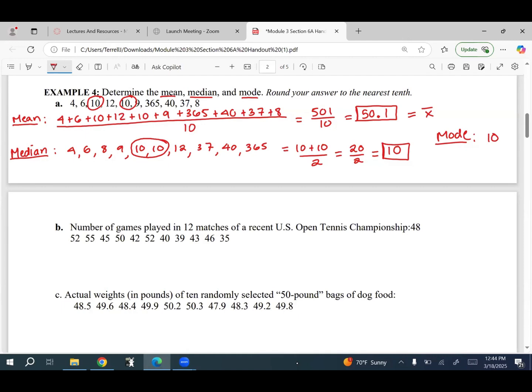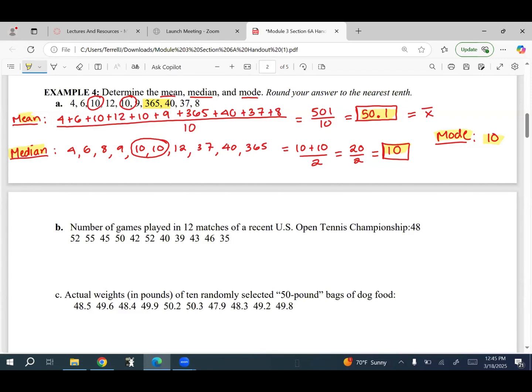I also want to point out one thing here. Based on this data set here, I'm sure we can all see that 365 is an outlier. It's an extremely high value compared to the majority of the data there. And so I want to point out to you guys how when there is an outlier in your data, it will affect the mean. Notice what the value of the mean is, 50.1. But look at the other measures of center. The median is 10, and so is the mode. Median and mode are not affected by outliers.